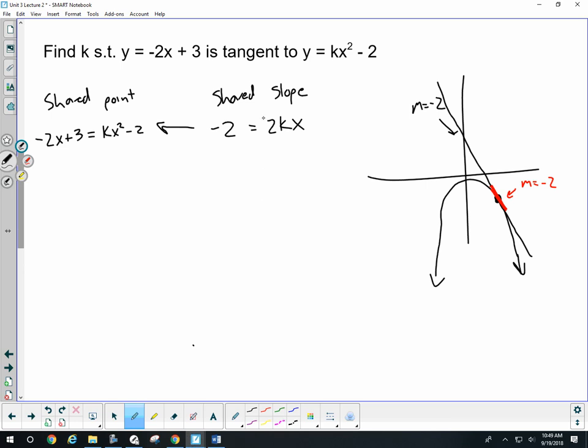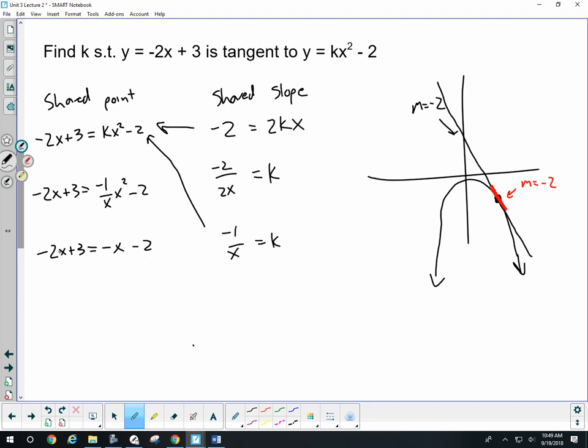So solving for k, I would divide by 2x. I have k is equal to negative 2 over 2x, which is just negative 1 over x. And I'm going to plug that into my first equation, giving me negative 2x plus 3 is equal to negative 1 over x squared minus 2. Well, that right side can simplify to just be negative x minus 2. Now I have an equation with one variable I can solve. I can add 2x and add 2. And I get x is equal to 5. Well, if x is equal to 5, that means k is going to have to equal negative 1/5.